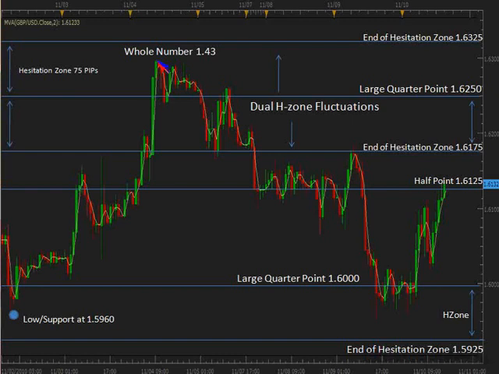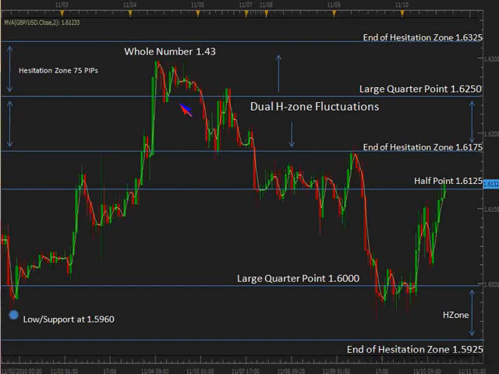And then prices move back to the preceding large quarter point, drop a little bit below it, make another attempt to break into the new quarter, never break outside of the hesitation zone, do not break above that resistance, and then ultimately reverse back to the large quarter point at $1.6250.